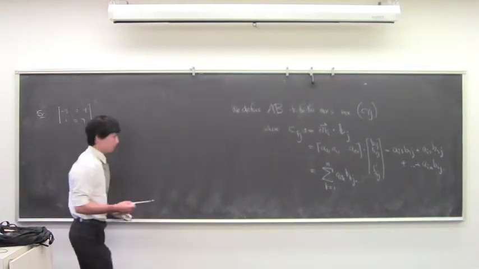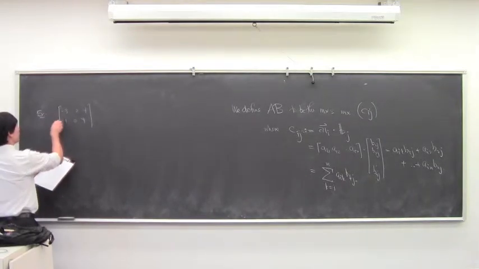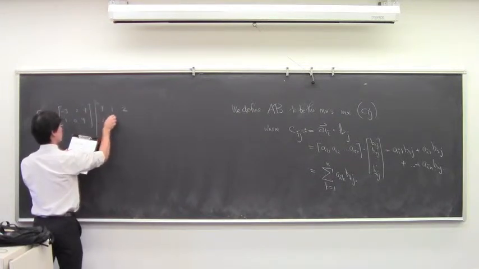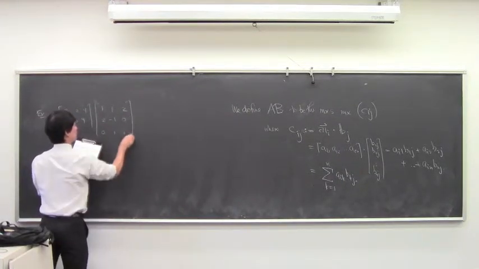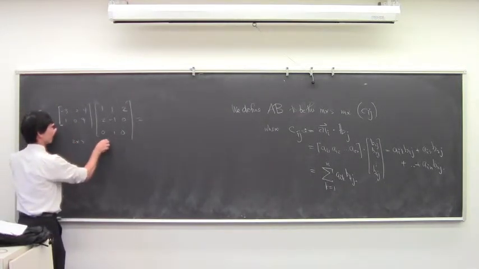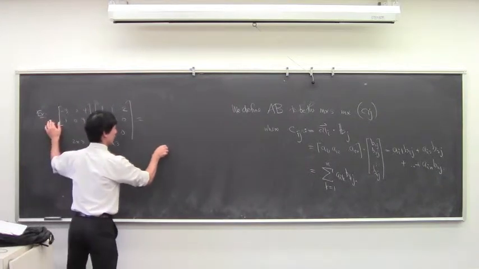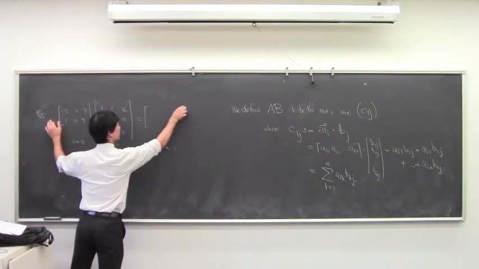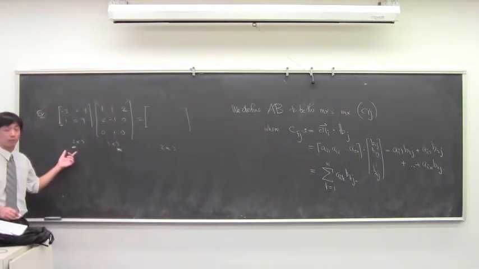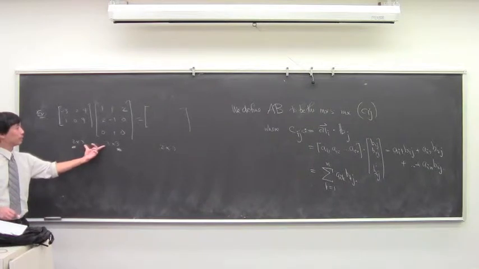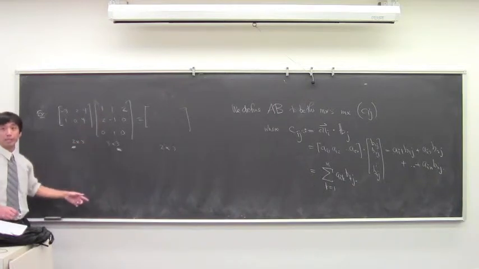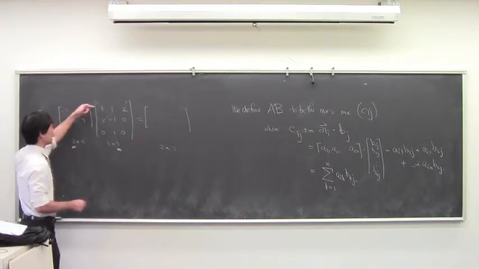Okay, so back to the example. Suppose we have this matrix, and we want to multiply it by 1, 1, 2, 2, -1, 0, 0, 1, 0. I've got a 2 by 3 matrix and a 3 by 3 matrix, so this is going to end up being a 2 by 3 matrix. The number of columns in the first one has to agree with the number of rows in the second one, because we're taking the dot product of the rows against the columns.